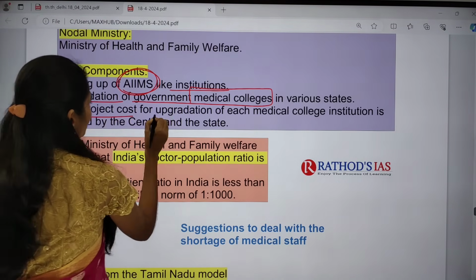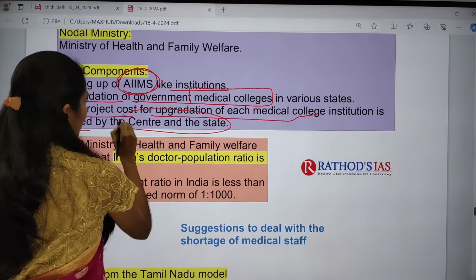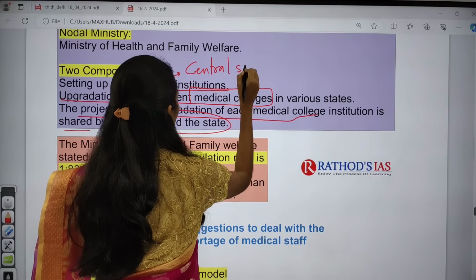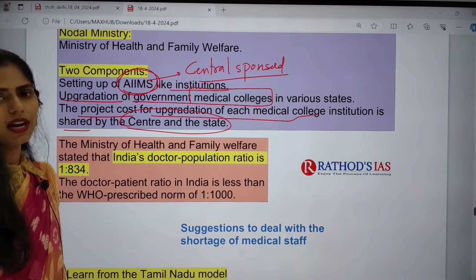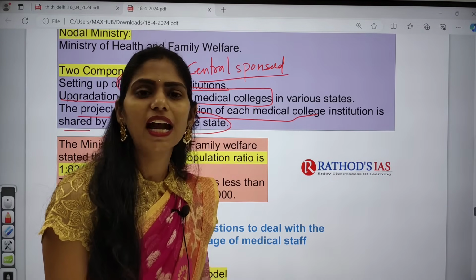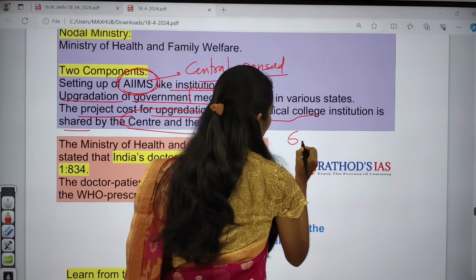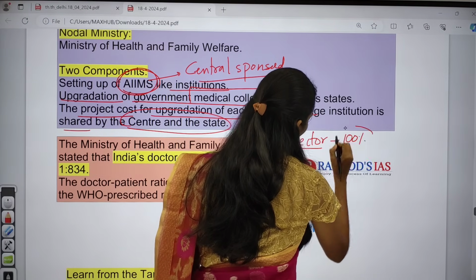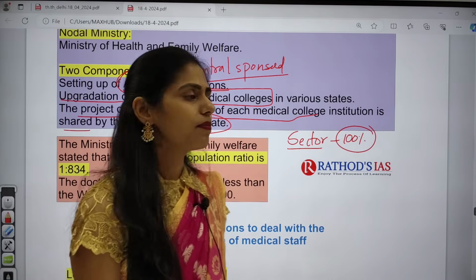The project cost for upgradation of each medical institution is shared by the Centre and the state. That means this scheme is an example of a centrally sponsored scheme. A centrally sponsored scheme is one where the funds are shared between the Centre and the states for a scheme. And what is a central sector scheme? A central sector scheme is one where 100% of the funds come from the central government.